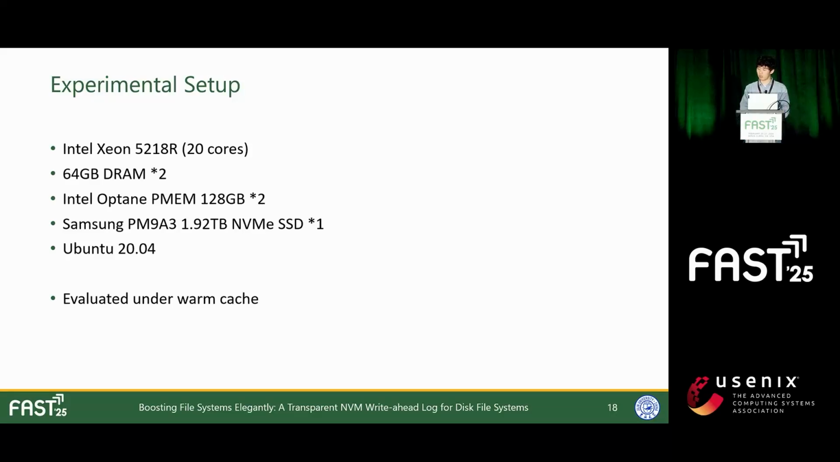So here's our experimental setup. Due to time constraints, I won't go into detail here, but note that all our evaluations are performed under a warm cache. Because on one hand, cache hits are the norm for most workloads. And on the other hand, we only accelerate synchronous writes, so we need to avoid performance interference caused by cache misses.